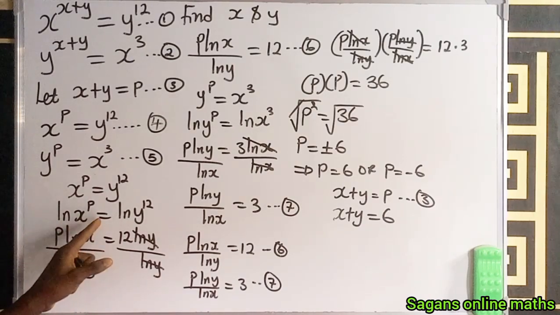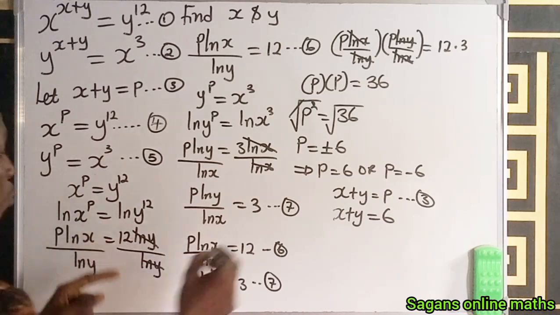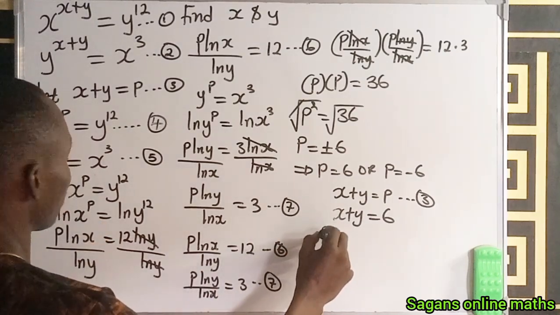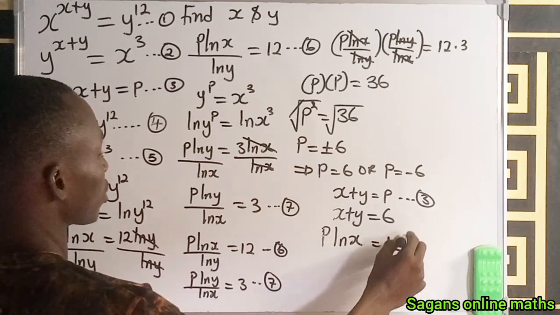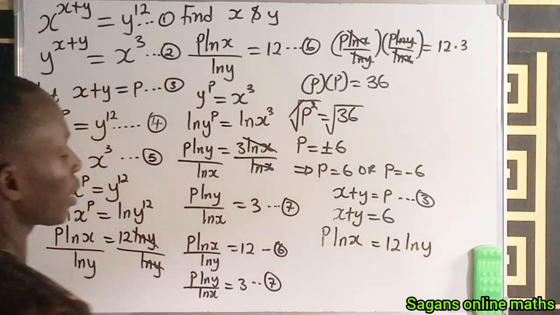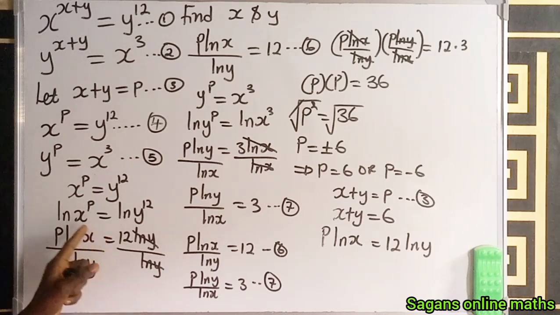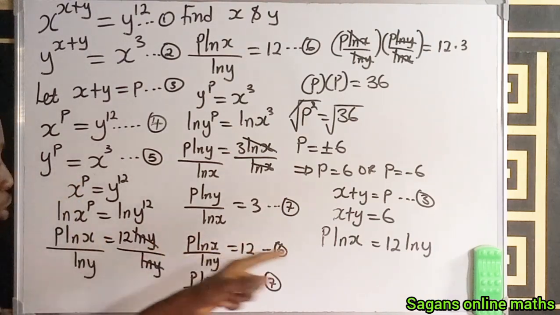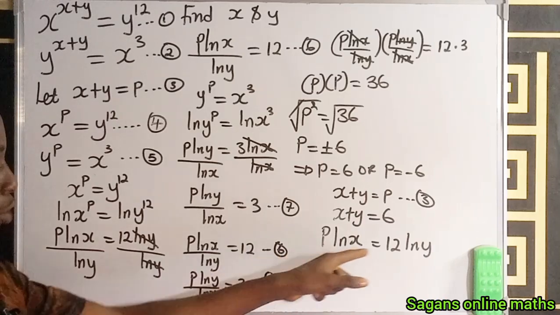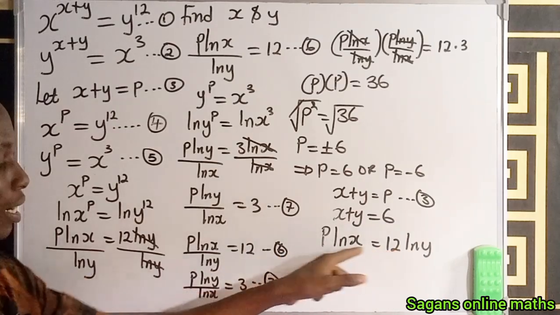Let's go back to equation 5, where we take log of both sides. We know that from equation 5, we take log of both sides. We have that P log x is equal to 12 log y. Look at what happened here. From equation 4, sorry, from equation 4, by taking the log of both sides, this is where we arrive.